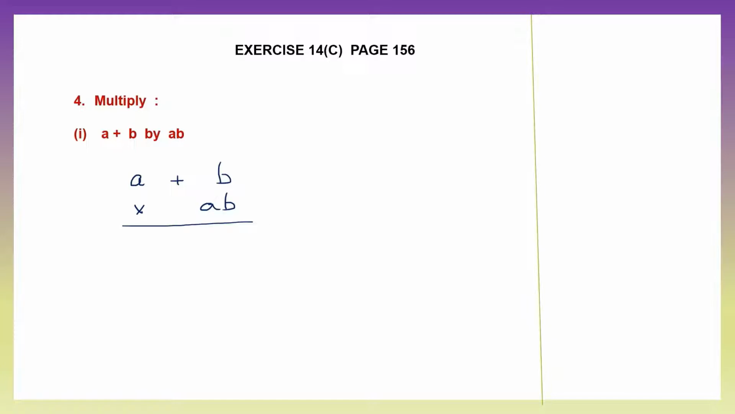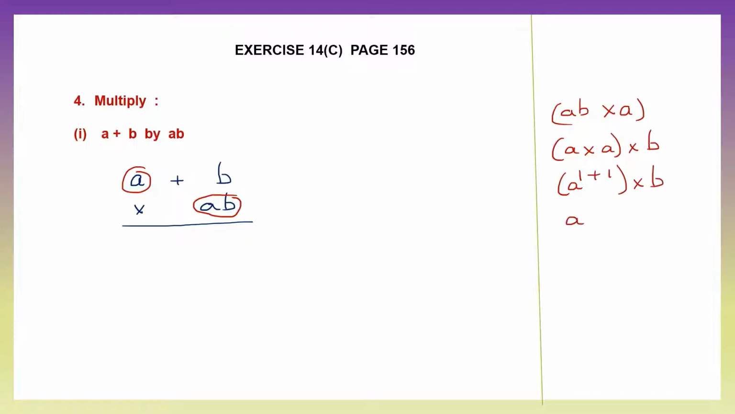So when we multiply, we need to take first the multiplier, that is AB. We can multiply it with A first or with B. So here we're going to multiply with A. So let's do that. AB into A. So if it is like this, we take only the A's first. A into A into B. So A into A will be A to the power of 1 plus 1 into B. So that will be A square B. So here we've got the first part A square B, which we can write here.